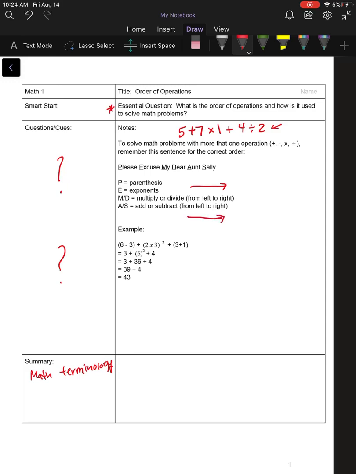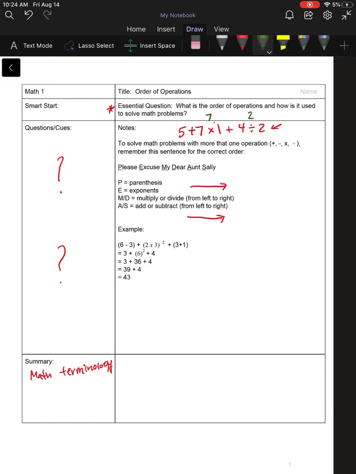So if we're looking at this problem, right, we have multiplication and we have division. Well, the first multiplication problem we have is 7 times 1, right? So I'm going to solve this in a different color. 7 times 1 is 7. 4 divided by 2, that's the next thing, right? The next thing is division. 4 divided by 2 is 2, right?